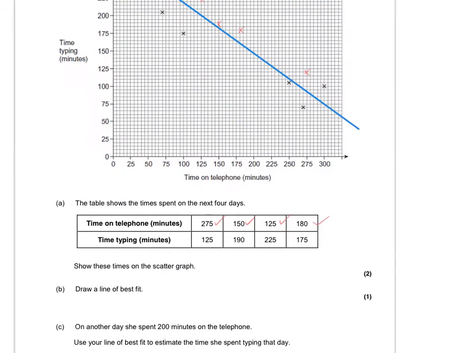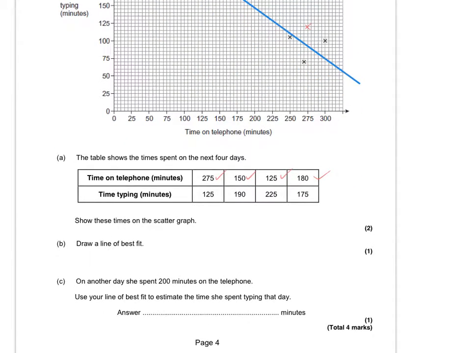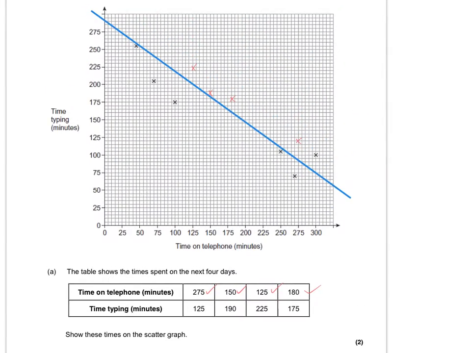Now, for the next bit here, it says, on the same day she spent 200 minutes on the telephone. It actually didn't matter what your line looked like, as long as you had obviously gone and read off your line, then you would have got the marks here. But make it really obvious for me. So draw a line going up from the 200 and coming off over here.